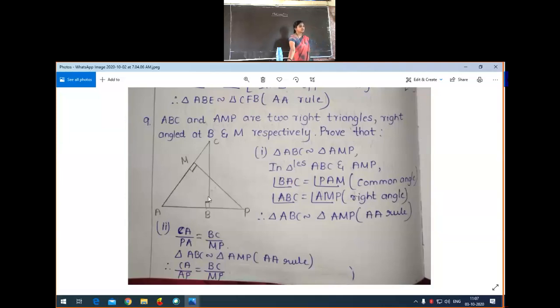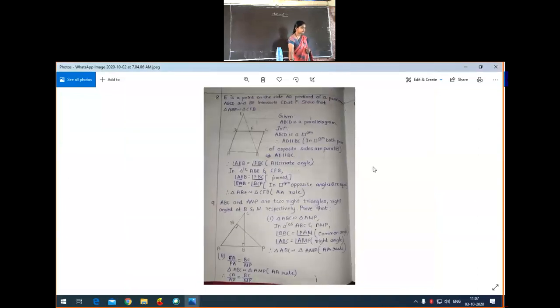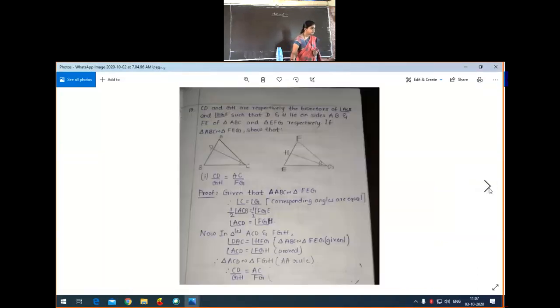We all know that when two triangles are similar, their corresponding angles are equal and corresponding sides are in proportion. We already proved that these two triangles are similar, so we took this result directly, because corresponding sides are always proportional in similar triangles. Is that clear, students? This is about the 9th problem. Now we'll go to the 10th question. Here we have the 10th problem.